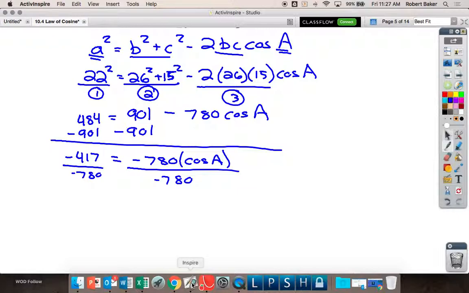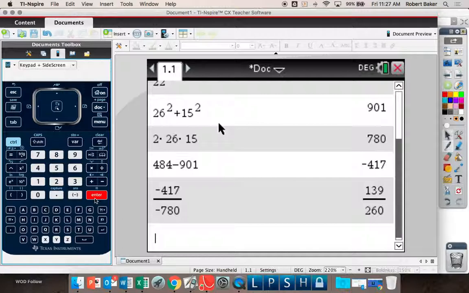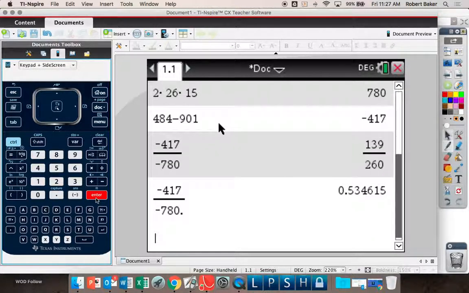So let's do that. Negative 417 divided by negative 780. Remember the trick here? Negative 417 divided by negative 780. If you want a decimal back, you can put a decimal. I don't know which one's nicer. Neither, just do control enter. Either way, this is what we're looking at: 0.534615. And it's a positive number.